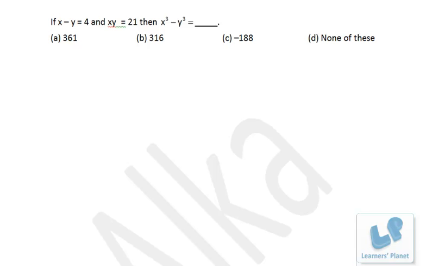Now in this case, x minus y is given as 4 and xy is 21, find x cube minus y cube. See, there are two methods. One is lengthy and one is very fast. If you observe it very clearly, x and y, the difference is 4, product is 21. So x must be 7 and y must be 3. So difference is 4 and product is 21.